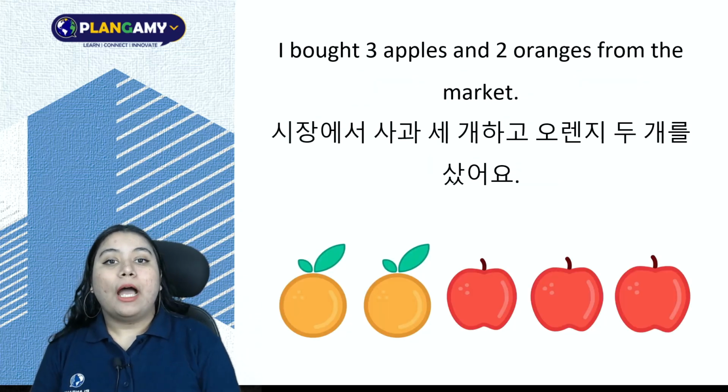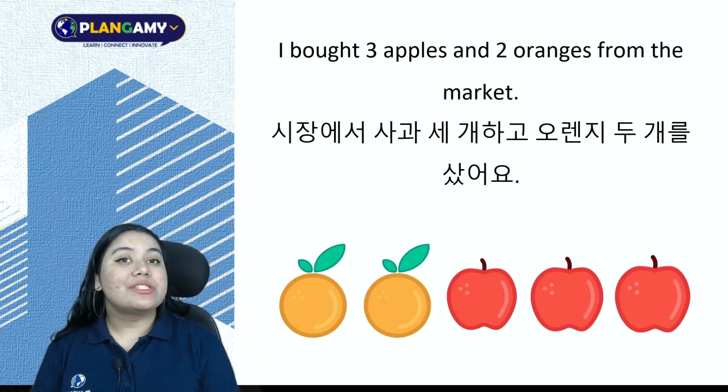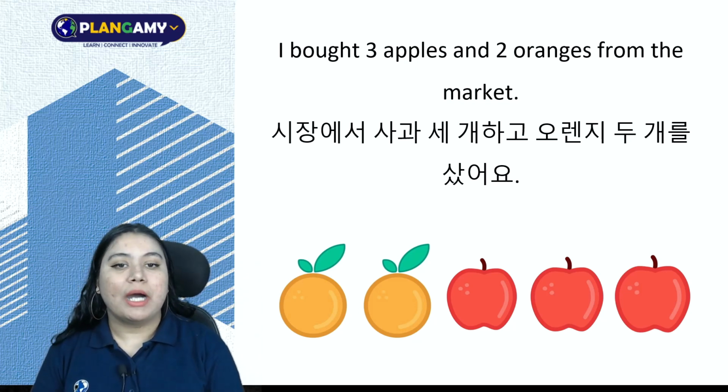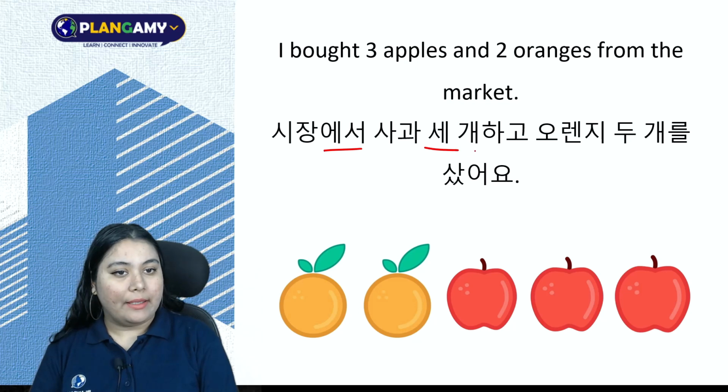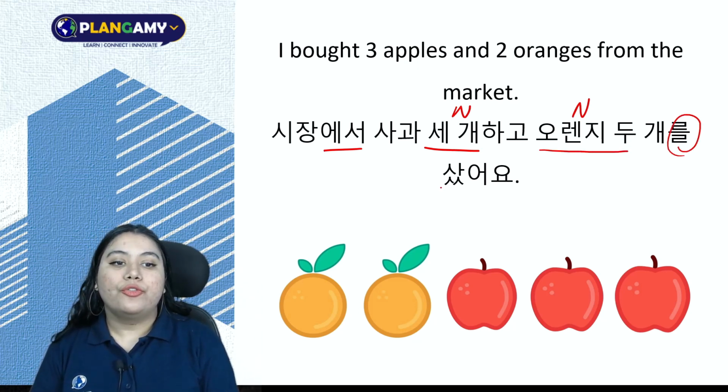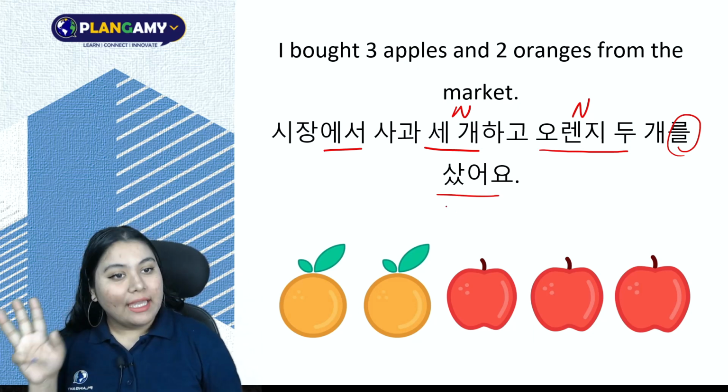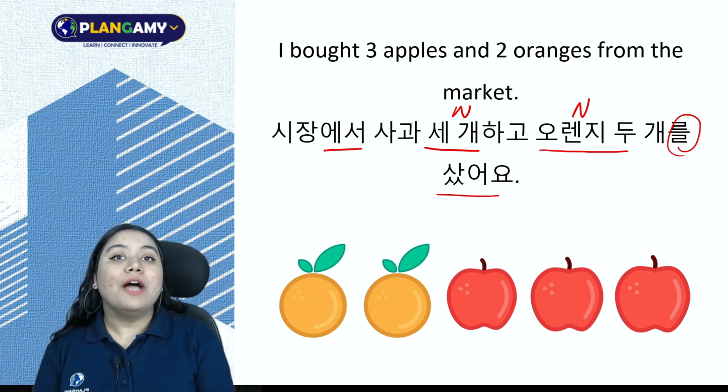Next one. I bought 3 apples and 2 oranges from the market. You can say 시장 is market. 시장에서, location marker, from the 시장. 사과 3개. 하고 between 2 nouns. 오렌지 2개. 2 oranges, 2개를 샀어요. 사다 is to buy. So 샀어요. Past tense. 시장에서 사과 3개하고 오렌지 2개를 샀어요. I bought 3 apples and 2 oranges from the market.